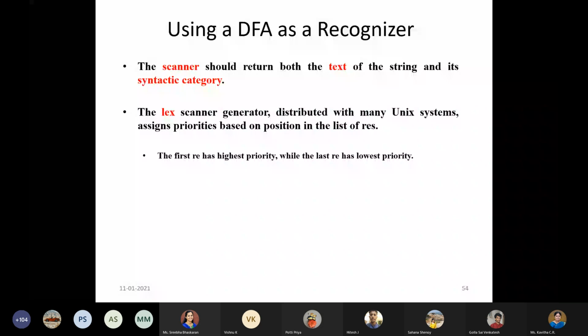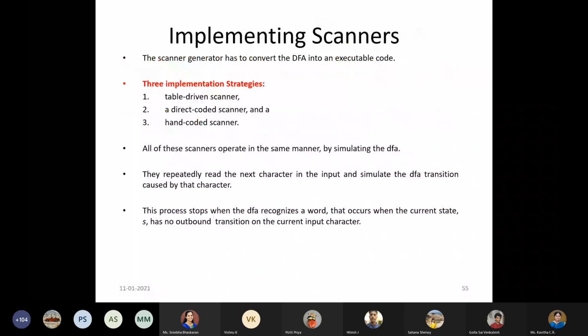So now we are going to see how the equivalent code is generated, once we reach the DFA. The implementation part can be done in three ways. The first one we call table driven scanners, the second one direct coded scanners, and the third one hand coded scanners. Here, the same DFA you are trying to convert into code.